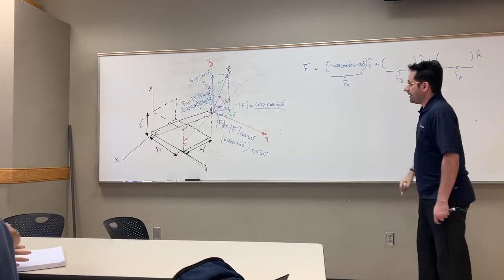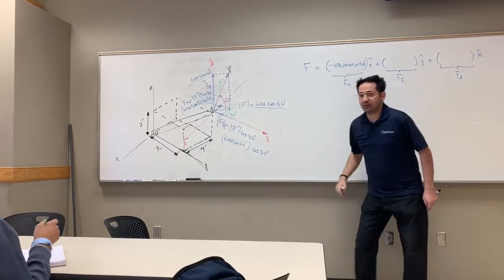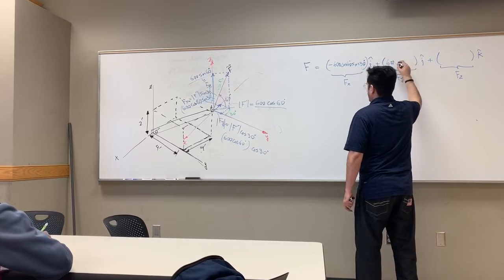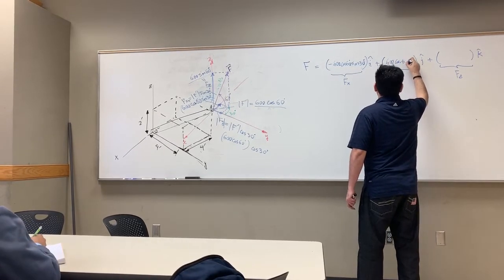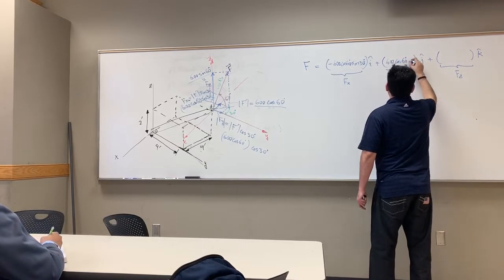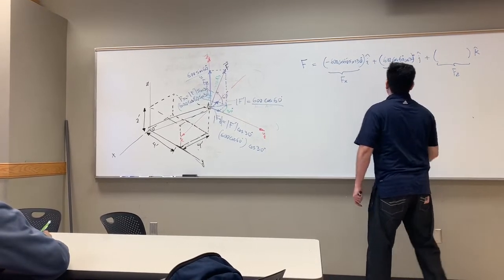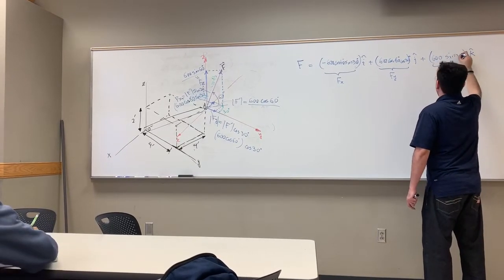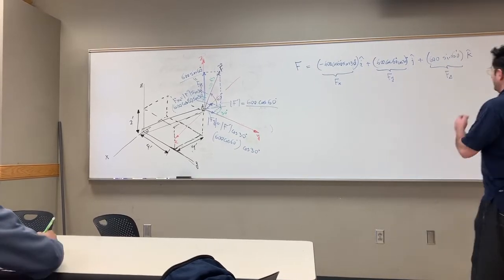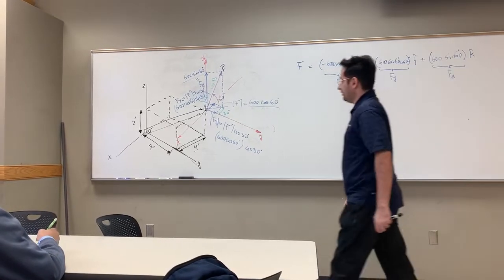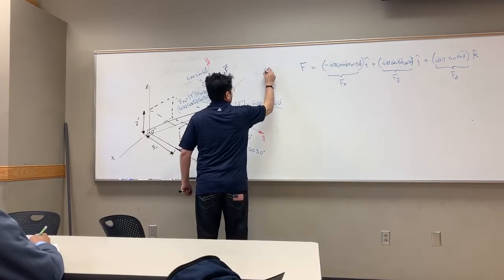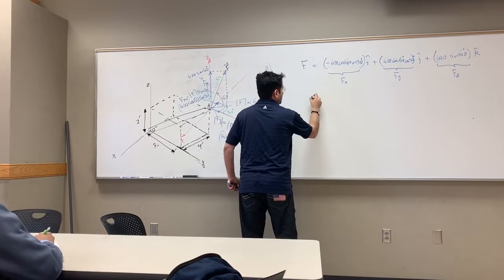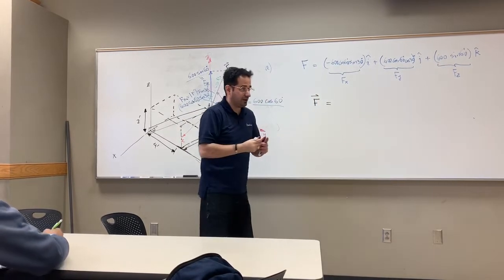What about Fy? Is it positive or negative? Positive: 600 cosine 60 times cosine 30. And Fz is simply 600 sine 60. All right, so this is the first part, part A. You can go ahead and simplify it and put it in the calculator.